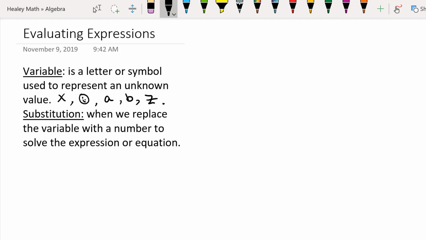And we call it substitution when we replace the variables with a number to solve a given expression or equation. Let's look at an example here.